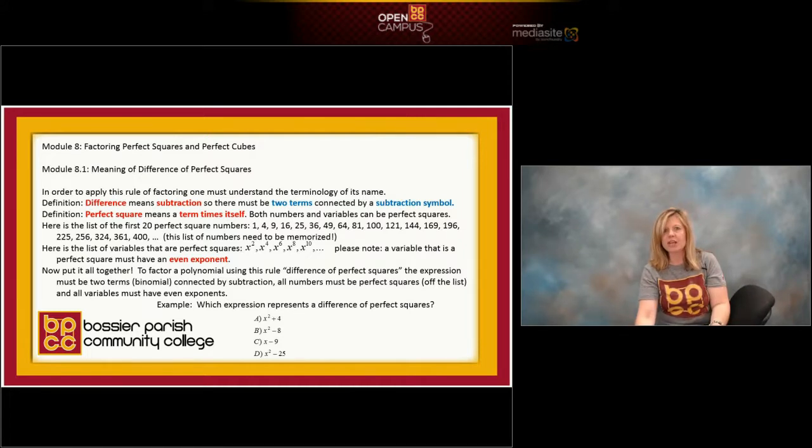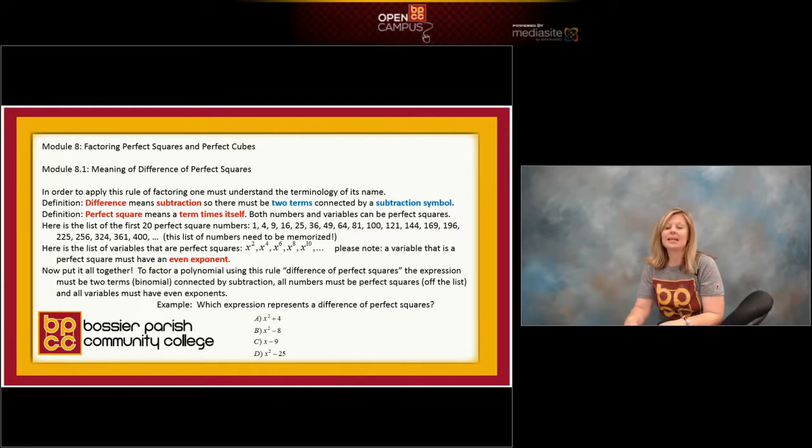It's got to have numbers that are perfect squares. So you have to have one of those numbers off that list. And your variable has to be a perfect square, which means it needs an even exponent. So if you look on your PowerPoint, I have a question. Which expression represents a difference of perfect squares? And there's 4 choices. Is A a difference of perfect squares? If I say x squared plus 4, is that a difference of perfect squares? No, it is not. And the reason why it's not is because it has a plus sign, and that's a sum. So that doesn't fit the rule.